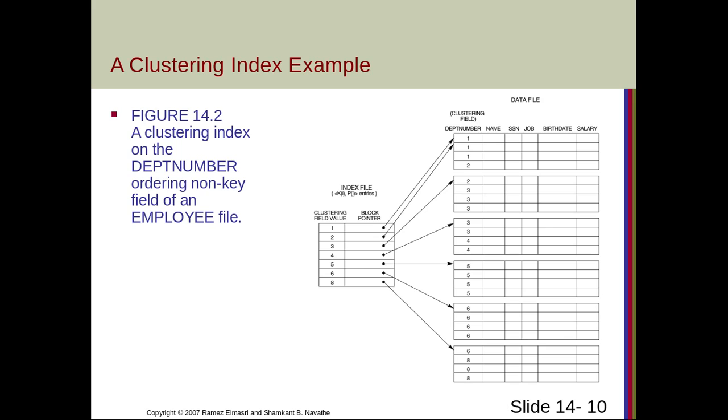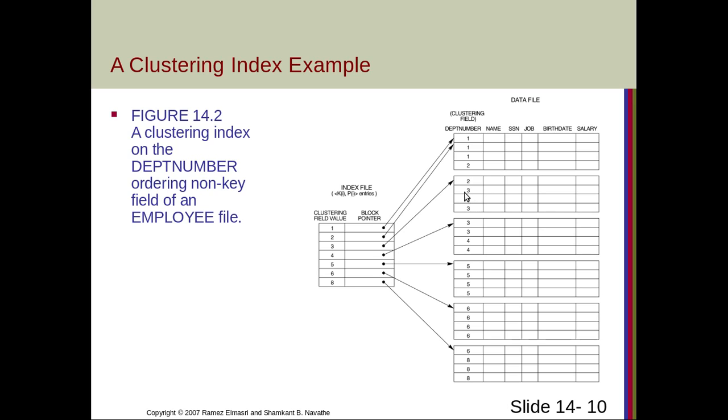For example, here the clustering field values are 1, 2, 3, 4, 5, 6, 7, 8, etc. Now these are ordered depending on the department number. That means department number is not a primary key because it is not unique. All the records corresponding to department number 1 have to be kept contiguously. After that, department number 2, and all the records corresponding to department number 2 are stored in contiguous locations.